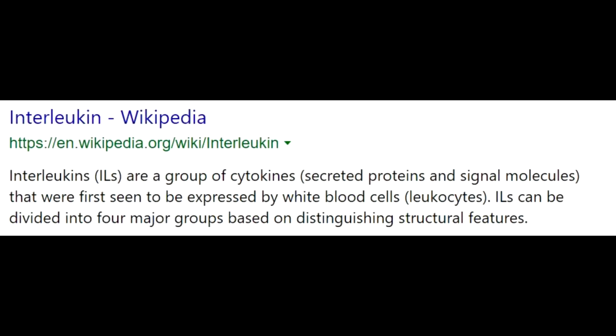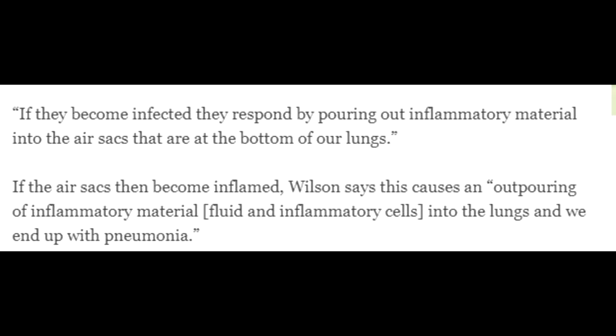But the body does respond to this infection, and the white blood cells release chemicals called interleukins. Now there's a lot of interleukins, but we're concerned about number 1 and number 6. But these interleukins also cause an inflammatory response, which draws fluid out of the capillaries that are surrounding the alveoli.